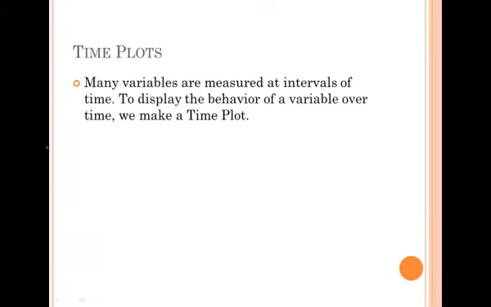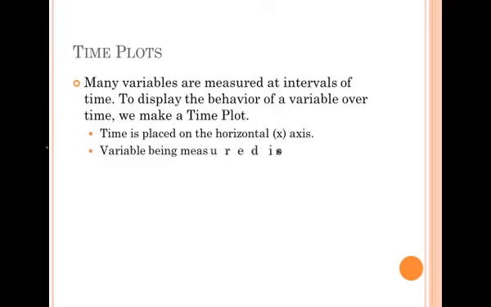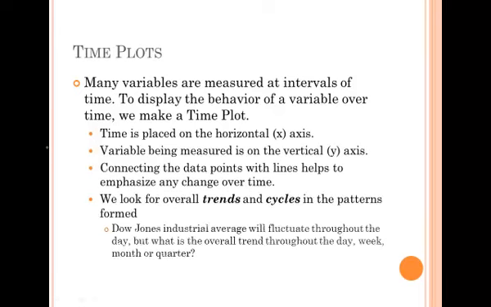Okay, a time plot places time on the horizontal axis, and the variable being measured is on the y-axis. Connect the data points with lines to help emphasize any change over time. We look for overall trends and cycles in the patterns. The Dow Jones Industrial Average will fluctuate throughout the day, but what is the overall trend throughout the day, week, month, or quarter?